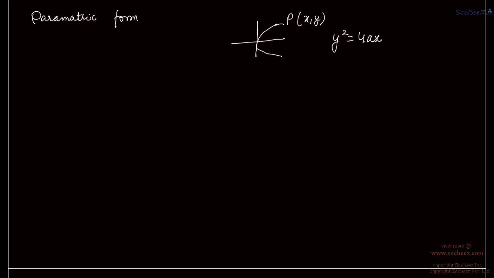Parametric form of parabola. How to represent a parabola in terms of some parameter. So this point P is say (x, y), where y square is equal to 4ax. So we represent x is equal to at square and y is equal to 2at, where t is the parameter.